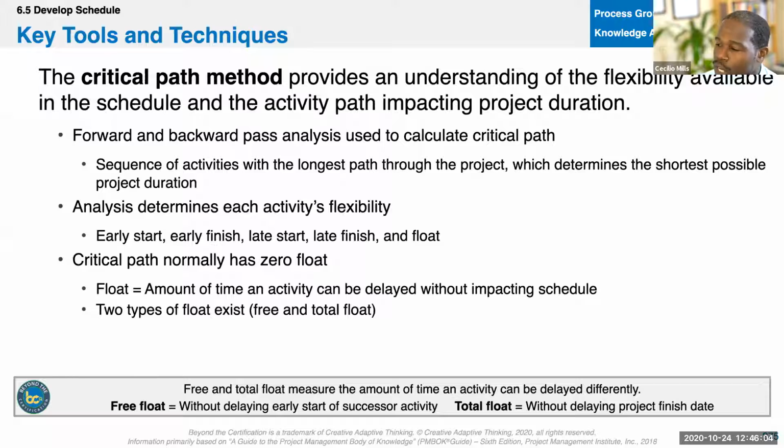Critical path allows us to understand how flexible or inflexible individual activities are along a particular path. So we'll do a forward and backward pass. Forward pass meaning we're going to find the early start and early finish times, the earliest that we can start and finish everything. Then when we do a backward pass, we'll find all the latest times that we can start and finish things. And then from there, we'll figure out what the flexibility is in each individual activity.